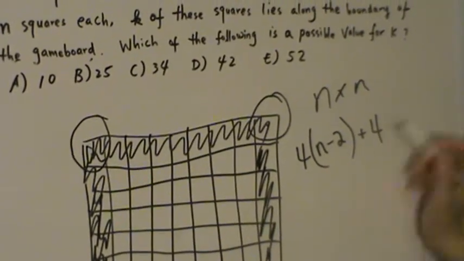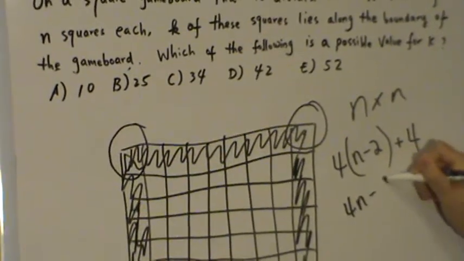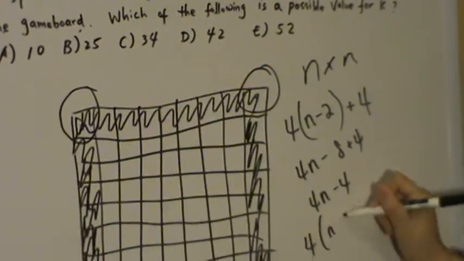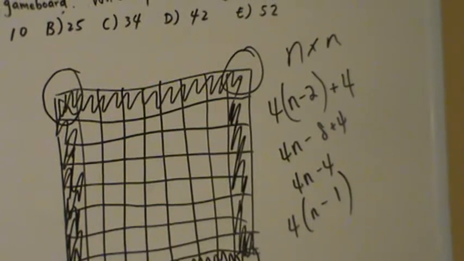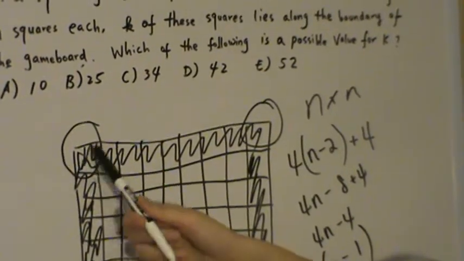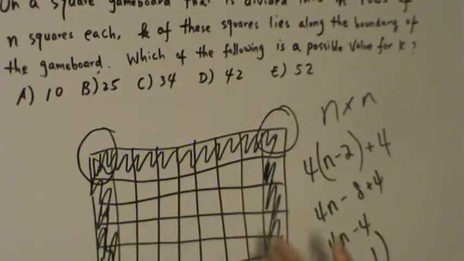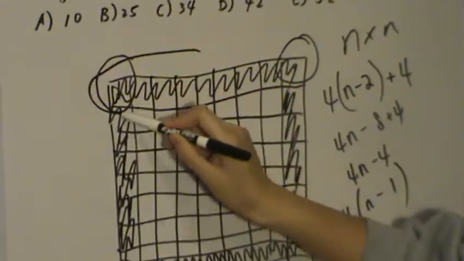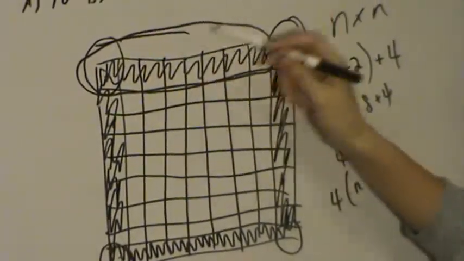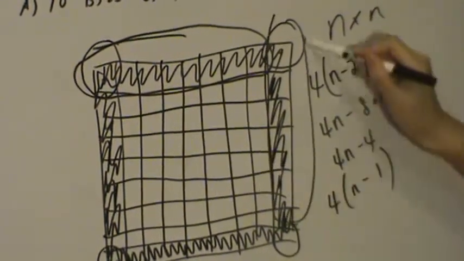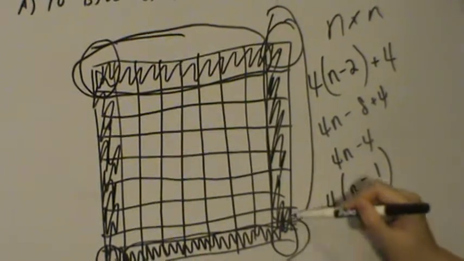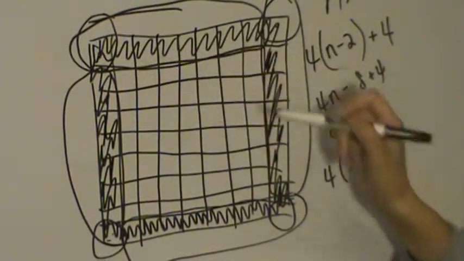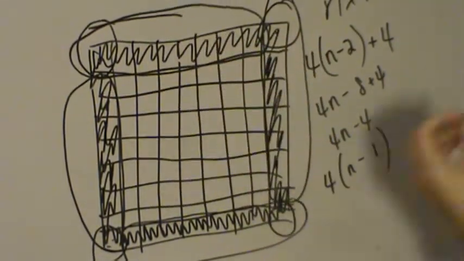Now let's simplify this expression. 4n minus 8 plus 4 is just going to give us 4n minus 4. And notice that this is just 4 times the quantity of n minus 1. If you notice this earlier, say we just take one side, everything minus 1 corner. So for each row, it would just be this section here. That is n minus 1. And then we can do that to each side without double counting or missing any square. If you noticed that early on, great. It's just 4 times the quantity of n minus 1, and that'll give us the boundary squares.